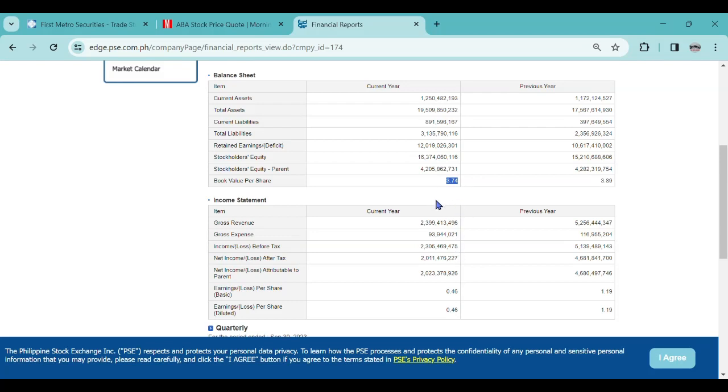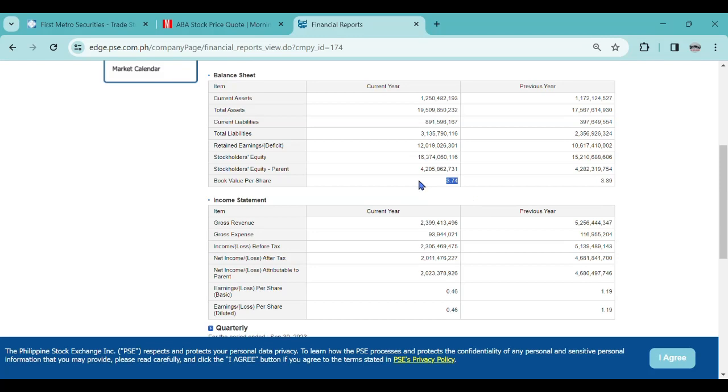Okay, now let's divide 1 peso and 10 centavos by 3 pesos and 74 centavos book value per share. And the result is 0.29. So again, since the PB ratio is below 1.5, it is also a cheap stock for us to buy.